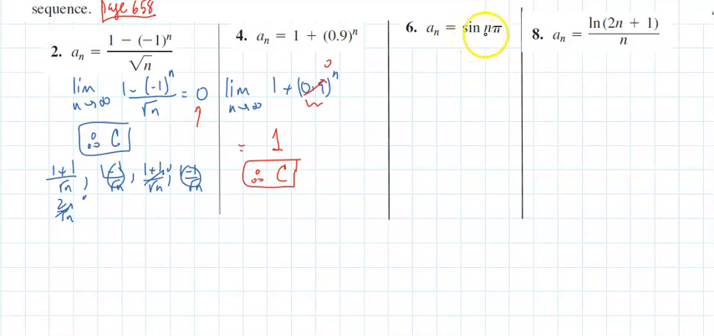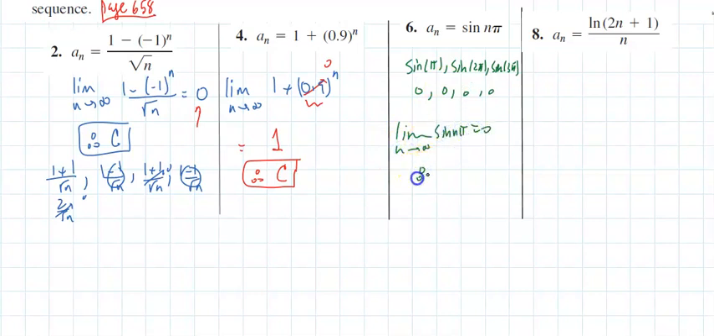This problem. Do you recognize if n equals 1? If n equals 1, I'll get the sine of pi. N equals 2, sine of 2 pi. N equals 3, sine of 3 pi. So this is 0, 0, 0. So if I take the limit as n approaches infinity of the sine of n pi, that would be 0. Therefore, converge. I think they meant to make a cosine, but it's all good.